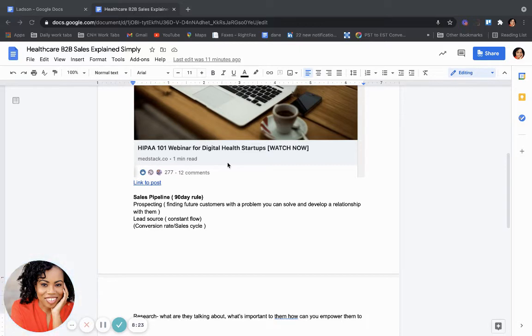Could it be Facebook ads? Could it be Google ads? Yes, it could be all of those things. But pick a lead source or two and stick with it so you can measure it, instead of jumping all over the place and having a whole bunch of lead sources, where you're not really sure where your best leads are coming from.